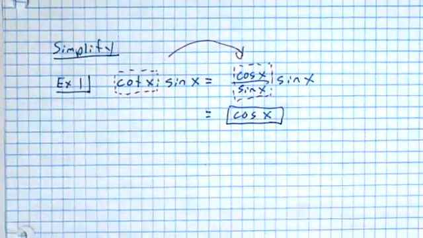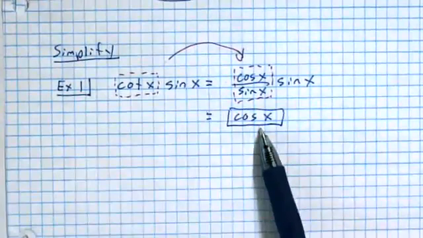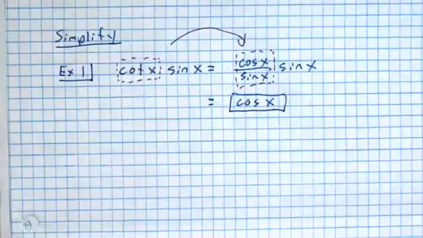So we started with 2 trig functions and we ended up with a single one. That's the gist of what we're going to be doing. So mostly, for the most part, we're trying to write them as a single trig function. Although I'll tell you, sometimes they come out to be numerical answers. So let's do another one. You guys are doing great so far.